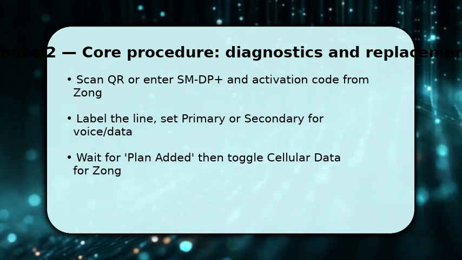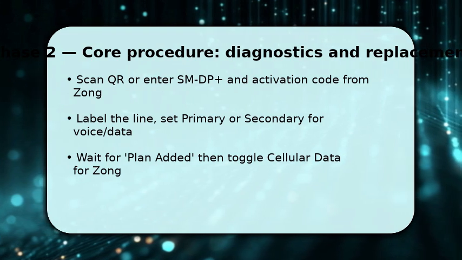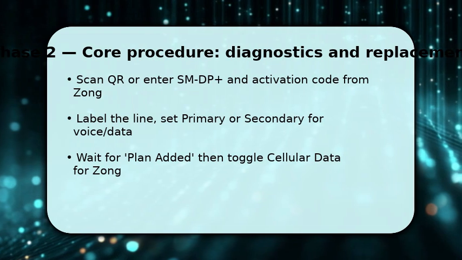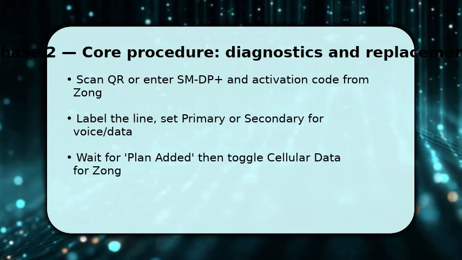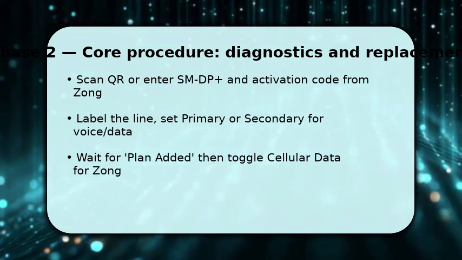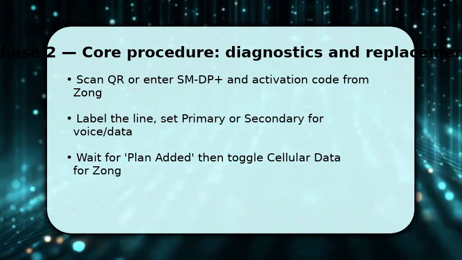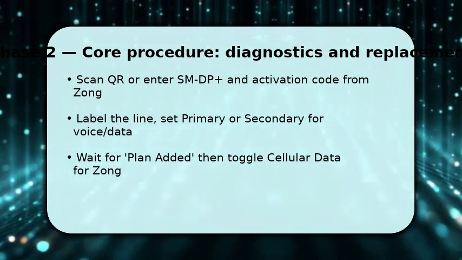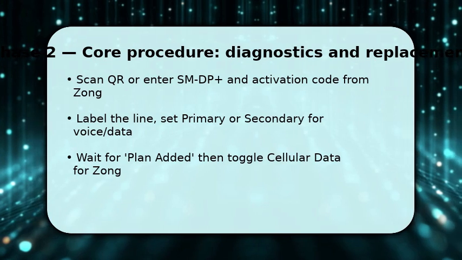Next, label the plan, call it Zong, and decide whether it becomes primary for calls or secondary for data. This controls priorities during use. Make sure to enable cellular data for Zong in settings and set data roaming if traveling. If the download stalls, retry the QR scan or switch Wi-Fi networks, then continue.